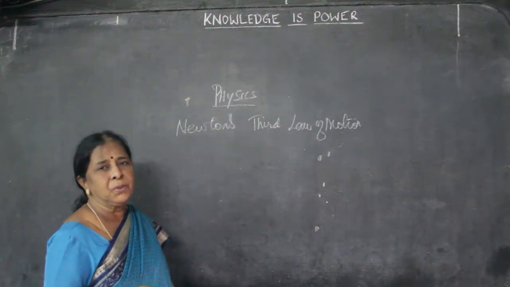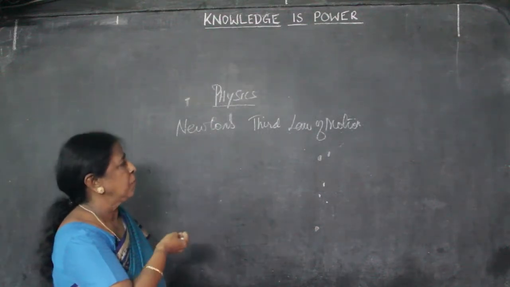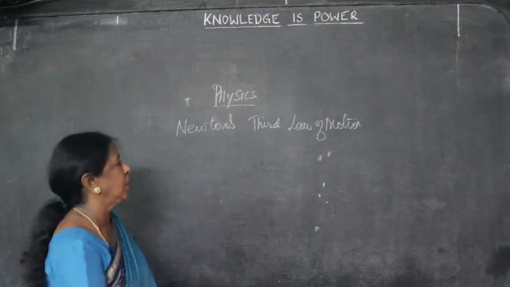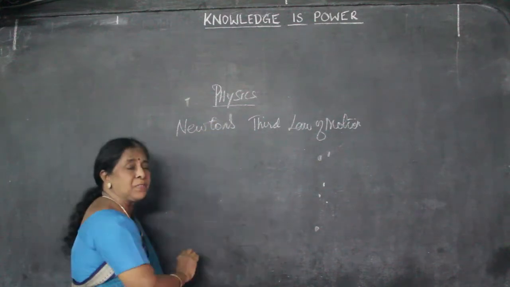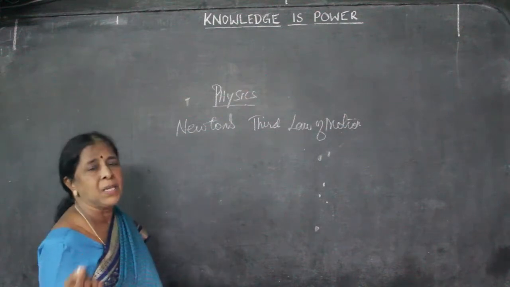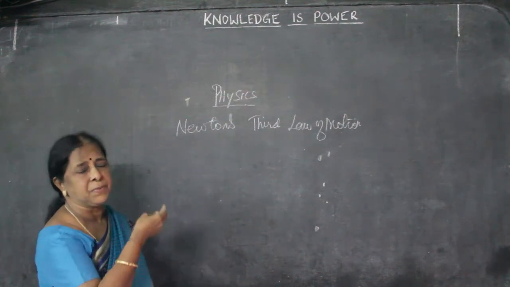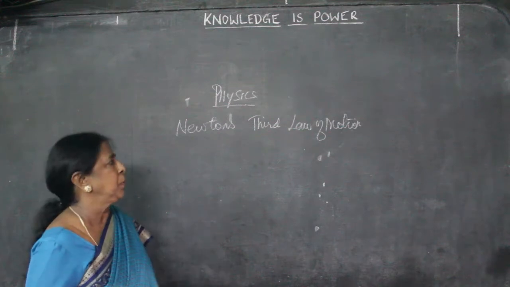Children, let us continue. Already you have seen Newton's first law and second law of motion, and now we have to see Newton's third law of motion. It's the simplest one when compared with the other two laws. That is nothing but: for every action there is an equal and opposite reaction. Even for usage also we have to say, for every action there is an equal and opposite reaction.